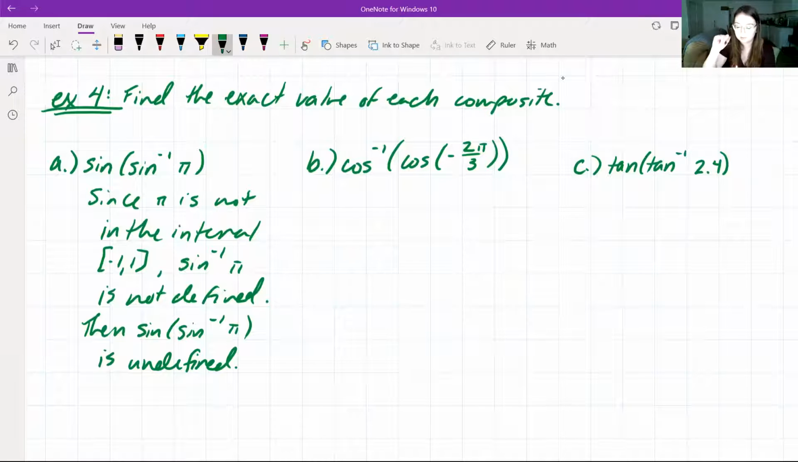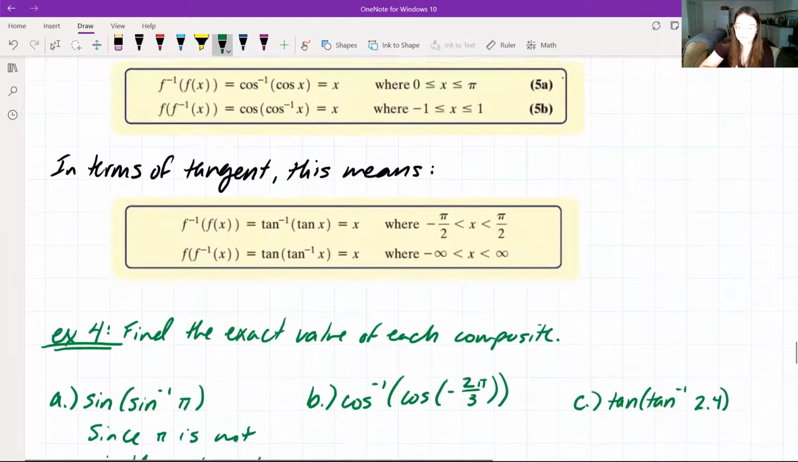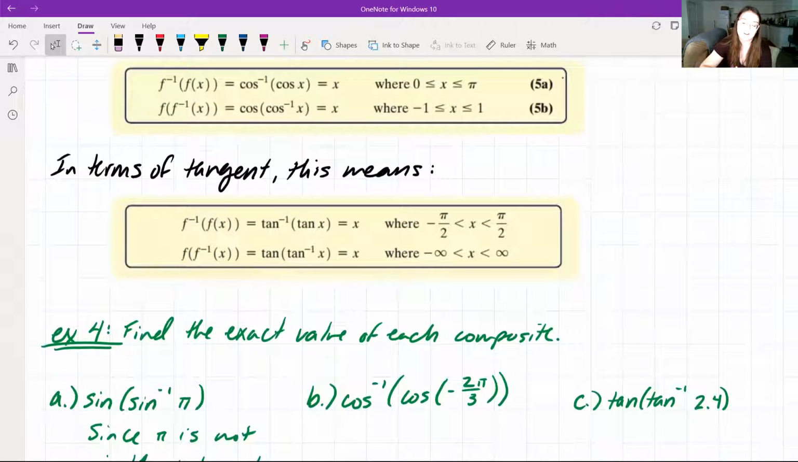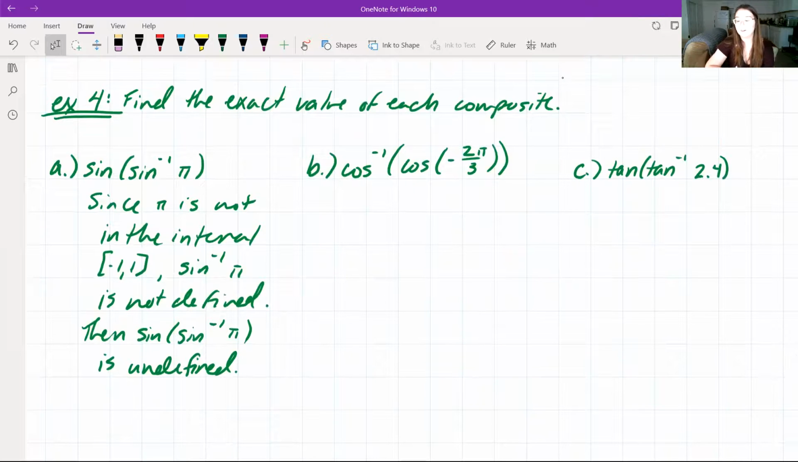All right, let's go into part B. For part B, we have cosine inverse of cosine of negative 2 pi over 3. If we look at our identity, cosine inverse of cosine of x is just equal to x, but x has to be between 0 and pi. Our x value in this case is negative 2 pi over 3, which is negative, so it's less than 0. But we can actually do something about it.